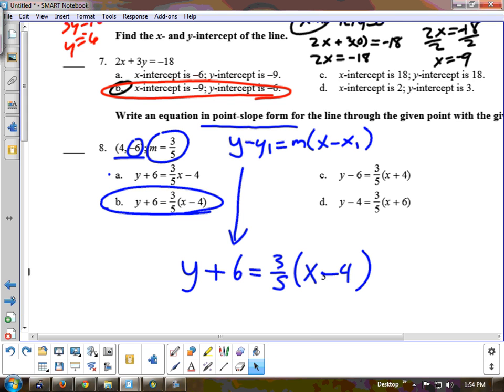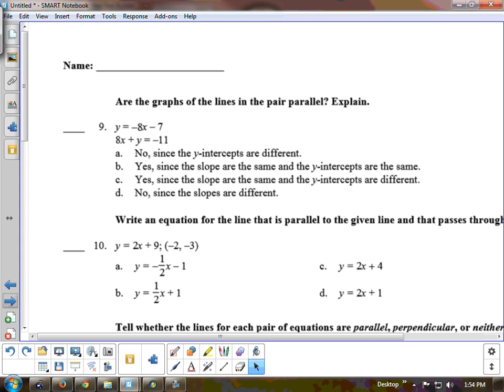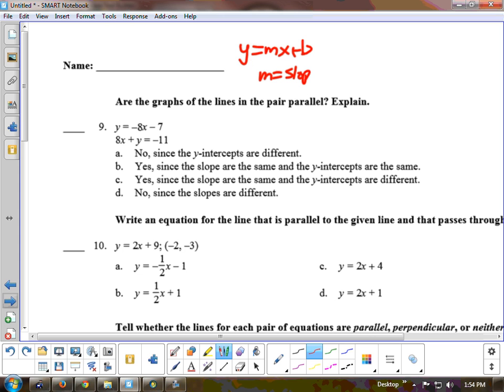Moving on to number 9. Are the graphs of these lines parallel? Well, if graphs are parallel, they have to have the same slope. So we need to know that in y equals mx plus b, m is the slope. So for the first one, the slope is negative 8. You can just see it right there. However, for the second one, that's in standard form, ax plus by equals c, and the slope for that is the negation of the a value over the b value.